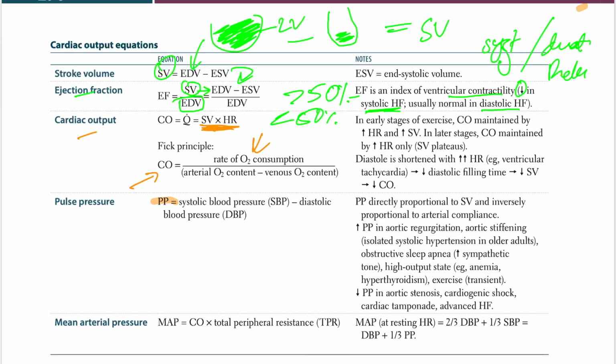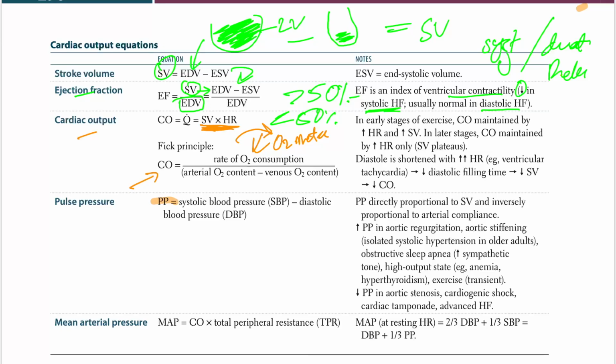And how can we measure this rate of oxygen consumption? We can measure it via checking the oxygen. We have something called an O2 meter, oxygen meter. We check the ratio of exhaled air and how much oxygen we get out from the patient when he or she exhales. So that's the oxygen meter. It is divided by arterial O2 content minus venous O2 content.